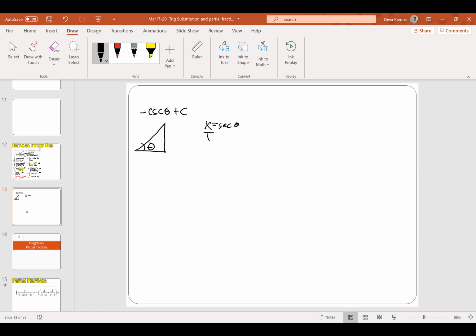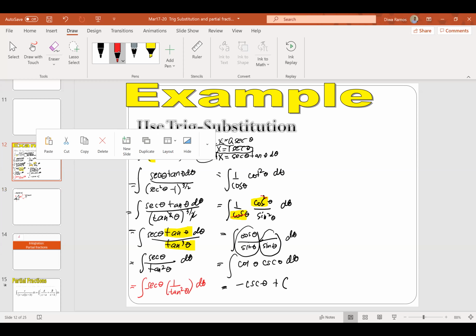And secant is the reciprocal of cosine. So instead of adjacent over hypotenuse, this must be hypotenuse, and this must be adjacent. Okay. So hypotenuse is x, and adjacent is 1. And if you do Pythagorean, this will be square root of x squared minus 1. It doesn't exactly look like this, but that over there is the square root part.